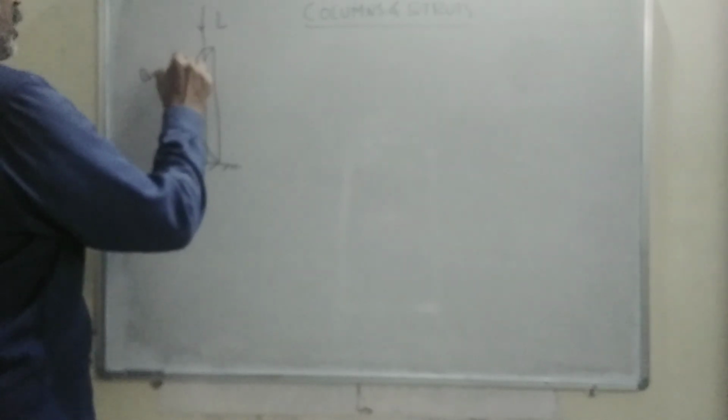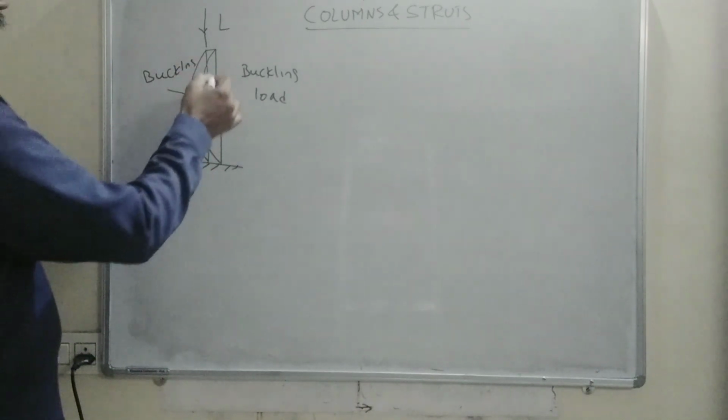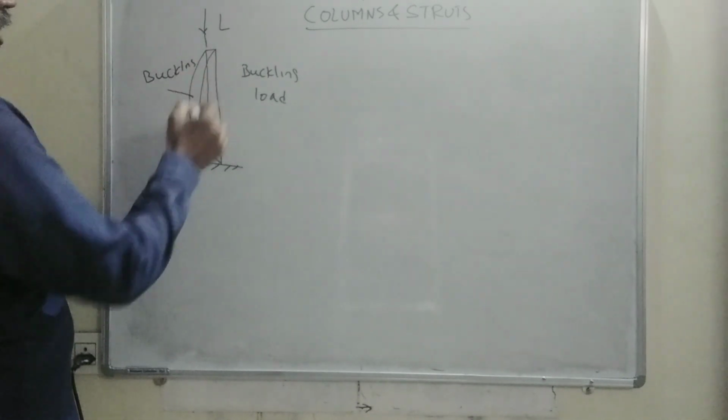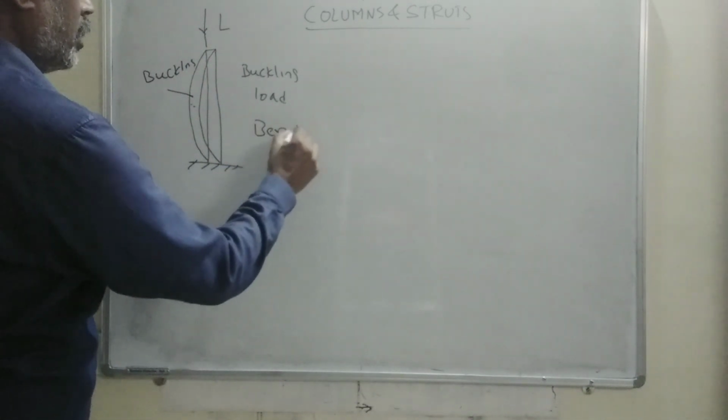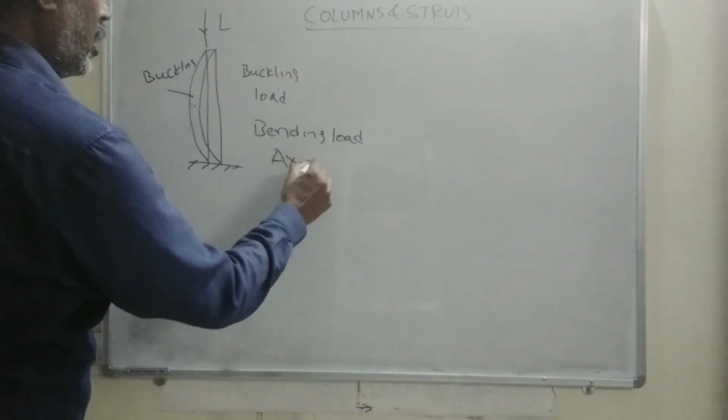So this is load and this is buckling. The load which this beam can resist before buckling is called the buckling load. Now, in this beam, there is bending as well as axial load.